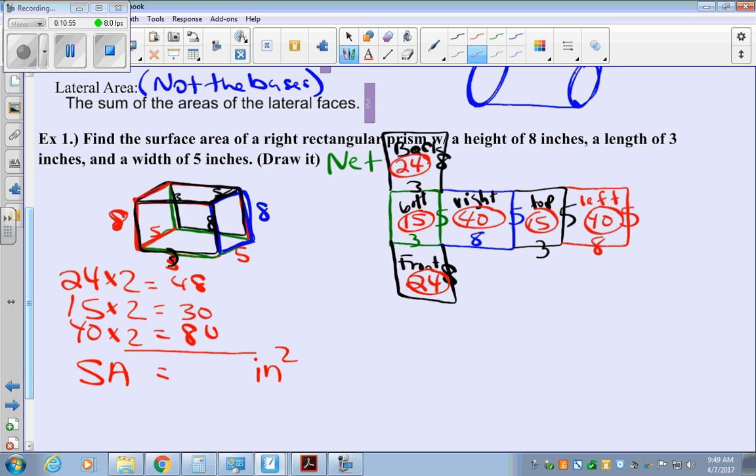Some of you guys forgot your units on your chapter 10 test and lost points, and it was really sad. 158. When we add all those together, we get 158 square inches. Perimeter is in inches, area is in inches squared, and volume is in inches cubed. But we're not doing volume today.